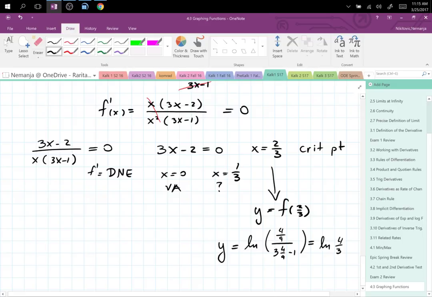So we have a critical point at 2/3, comma, ln of 4/3, which you can obviously figure out the decimals for. It's going to be about 0.3 or something like that, if my ln skills are still there. Let's see. 0.287. So I was 2 cents off. That's bad.